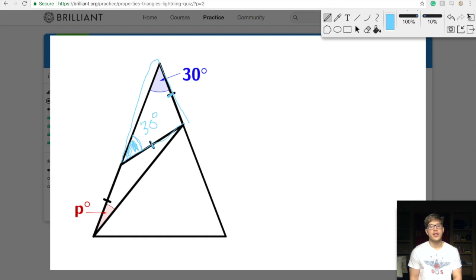And again, a flat line is 180 degrees. So this whole thing is made up of this 30 degree angle and this missing angle here. And the two combined need to sum to 180. So we have our 30 degrees plus our missing angle equals 180. And so this green, this missing angle, must be equivalent to 150, as 180 minus 30 is 150.